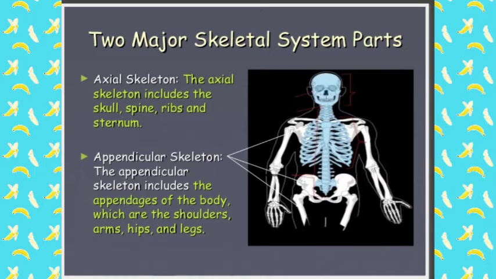Let's discuss the two major parts of the skeletal system. Number 1, the axial skeleton. The axial skeleton includes the skull, spine, ribs, and sternum. Number 2, the appendicular skeleton. The appendicular skeleton includes the appendages of the body, which are the shoulders, arms, hips, and legs.